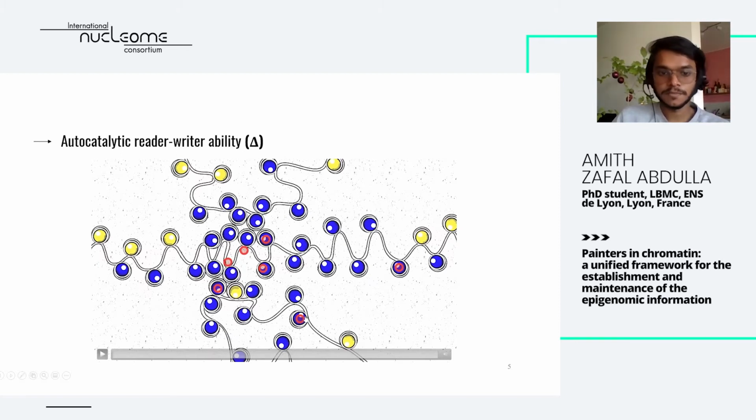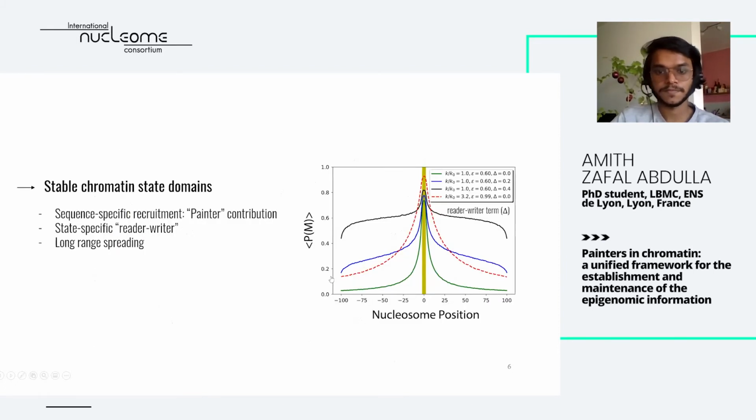And if we compare it between the previous states, the blue states are a bit more spread out from the painter or the sequence-specific recruitment state. To illustrate it better, we can look at the probability to be modified. Earlier we were looking at a single cell level. Now we'll be looking at an ensemble of cells, so an average quantity. This observable, probability to be modified, can be thought of as analogous to some ChIP-seq profile.